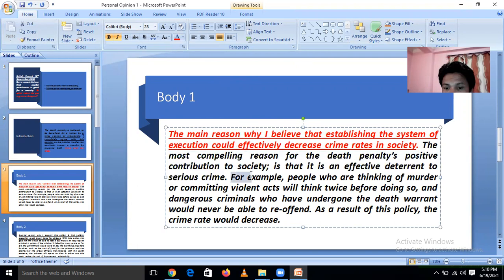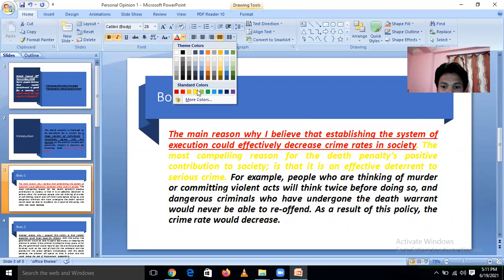For example, people who are thinking of murder or committing violent acts will think twice before doing so. And dangerous criminals who have undergone the death warrant would never be able to reoffend. As a result of this policy, the crime rate would decrease. So the first point, how it is developed. Now look, this is the explanation.